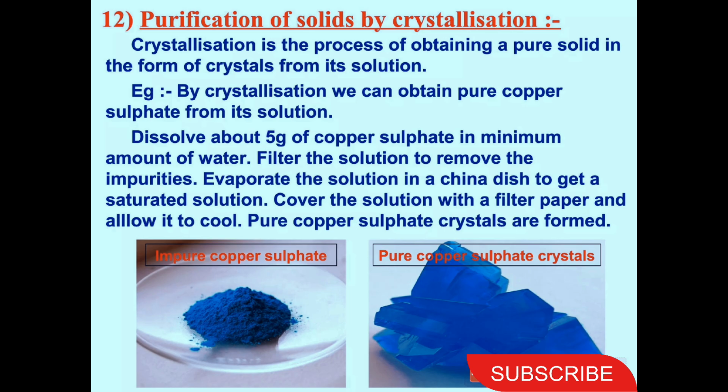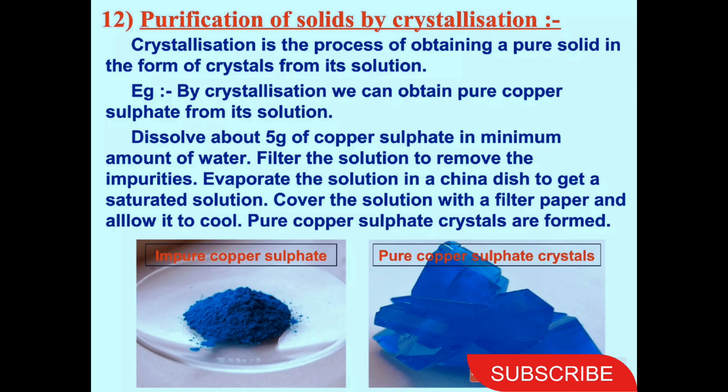Crystallization. Purification of solid by crystallization. Crystallization is the process of obtaining a pure solid in the form of crystals from its solution. Example, by crystallization we can obtain pure copper sulfate from its solution. What we have to do? We have to dissolve about 5 grams of copper sulfate in a minimum amount of water.